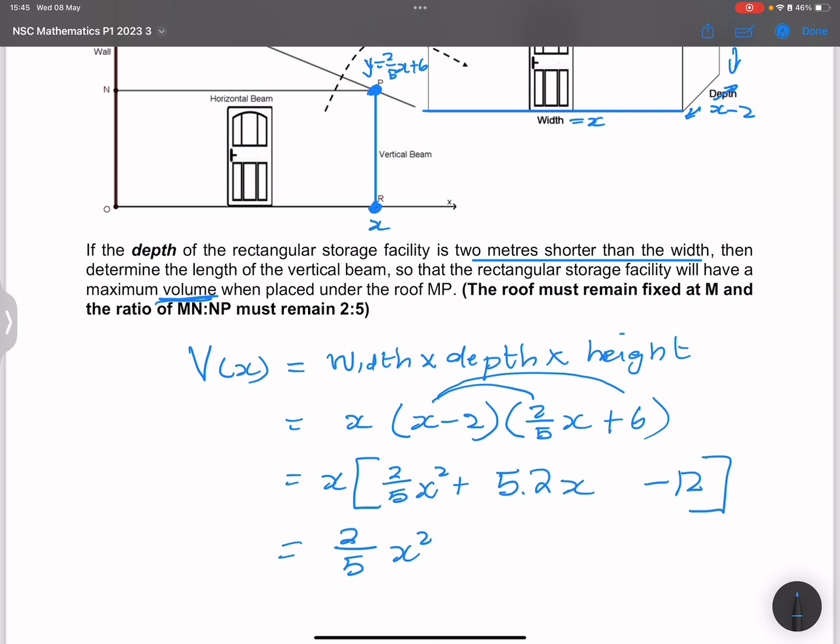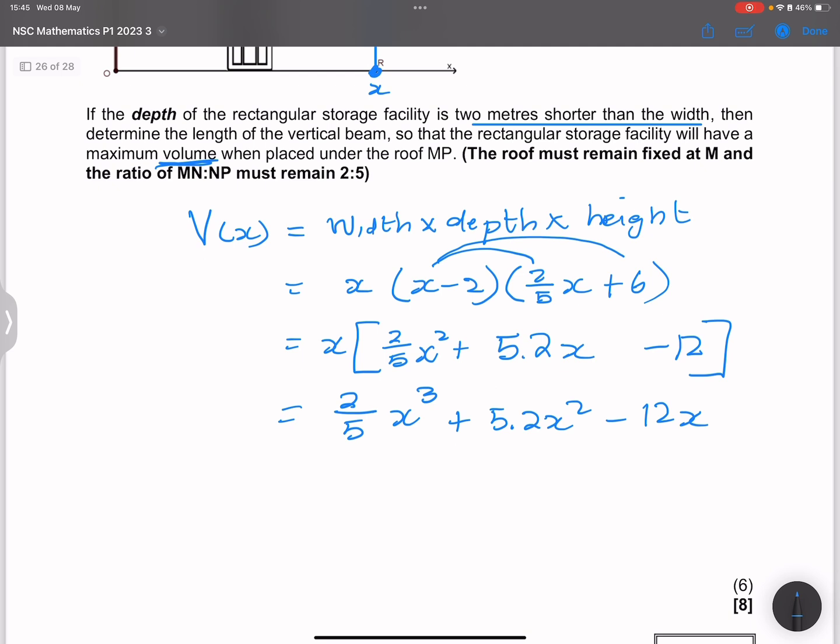This is plus 5.2, this is x cubed rather, plus 5.2. If I write that as a decimal, I'll just leave it as a decimal there. So this is 5.2x squared, and this is minus 12x. And remember, we want to maximize, and every time we want to maximize, we take the derivative and make it equal to 0.